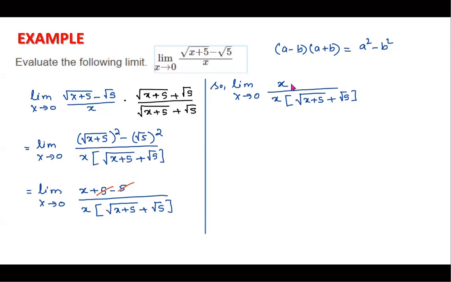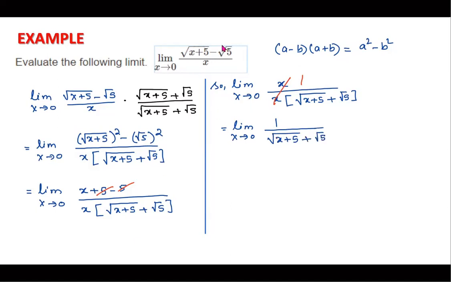This quantity x is multiplied with the quantity inside the bracket. And in the numerator, you have x. But if you look the other way around, this is like x over x, or x divided by x, which is 1. So we can rewrite this as the limit as x approaches 0 of 1 over the square root of x plus 5 plus the square root of 5.